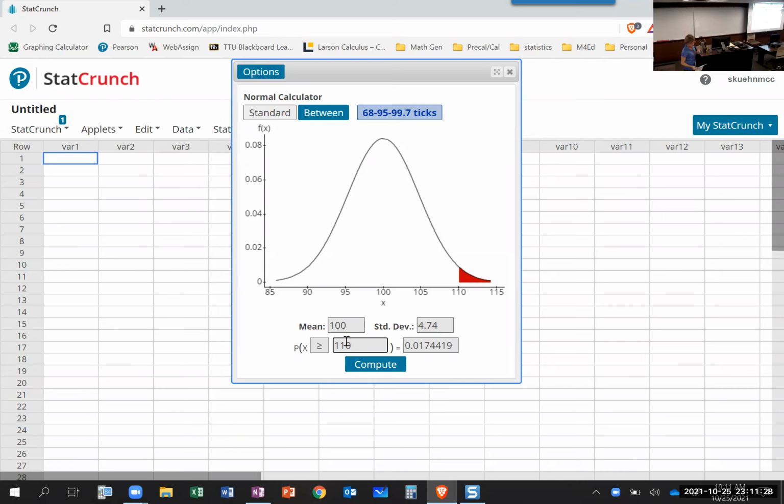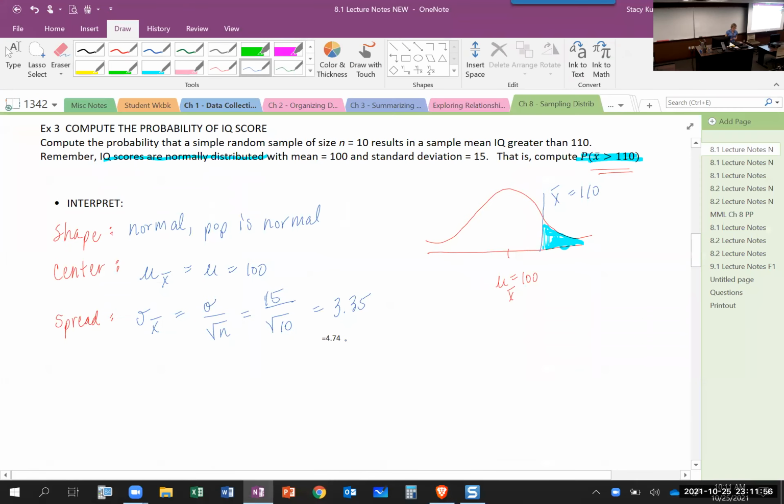We would expect, if we were to repeat this process 100 times with samples of size 10, that 2 of those samples would come out having a mean greater than 110. Okay, see that? Yeah? Okay. So that's pretty straightforward in essence.